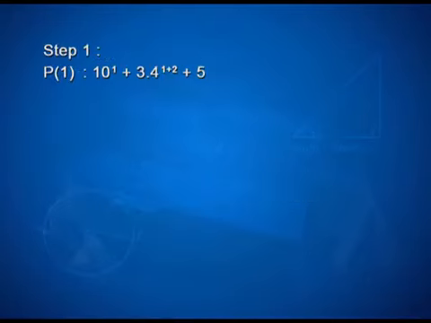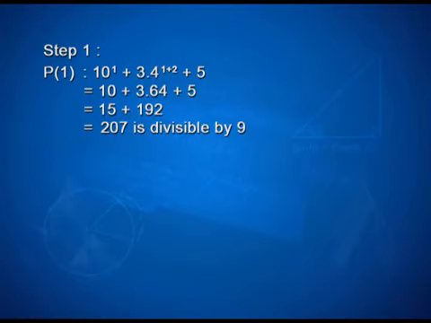In the first step, P(1) is 10^1 + 3 × 4^(1+2) + 5. This can be simplified as 10 + 3 × 64 + 5. This gives 15 + 192, which is 207, which is divisible by 9. That shows that P(1) is true.